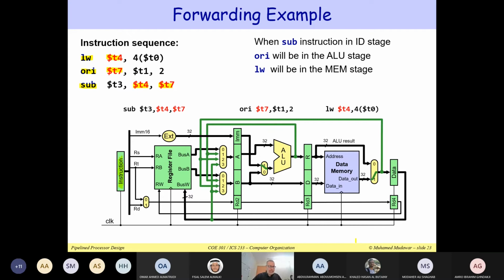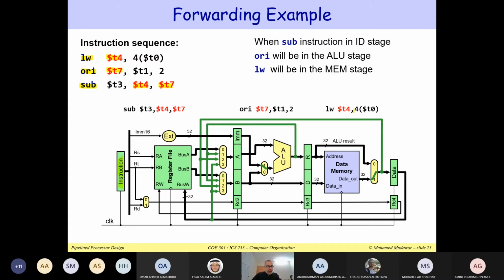So by the time we have the subtract instruction here in the decode stage, already we have the or immediate in the ALU stage. And I have the load word in the fourth stage of the pipeline, because these instructions have been fetched before the subtract. So already they are in late stages of the pipeline. So you have to keep track of timing. That's basically a simple thing that you have to keep track of. Where are the instructions in the pipeline?